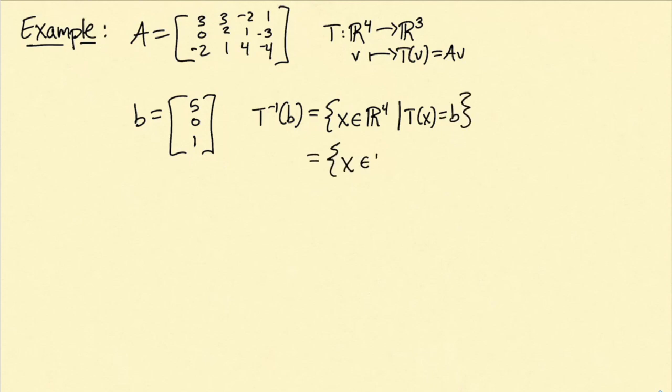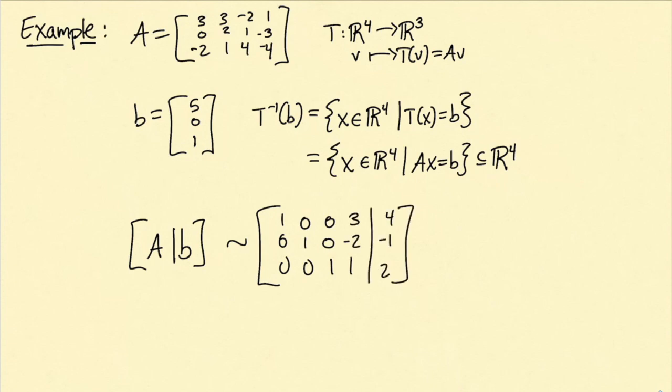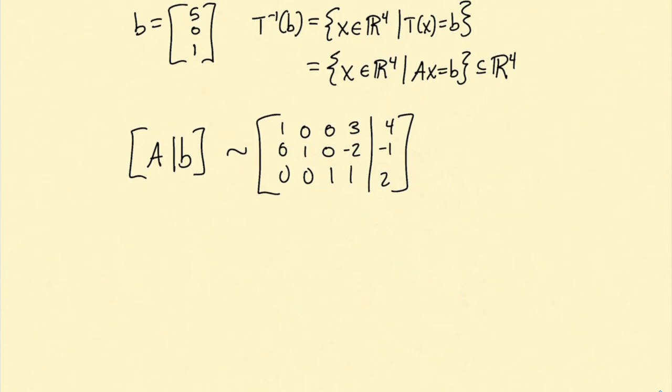Well, this is the same as the set of all x's in R4 so that A times x is equal to b. But of course, this is an operation we're very familiar with. This is simply solving a linear system. To get our solutions, all we need to do is write down the augmented matrix, A augmented by b, and ask Sage to row reduce it for us. Now that we have our reduced row echelon form for our augmented matrix, the fact that our fourth column does not contain a pivot tells us that our fourth variable is in fact a free variable. So we are going to call that variable t.